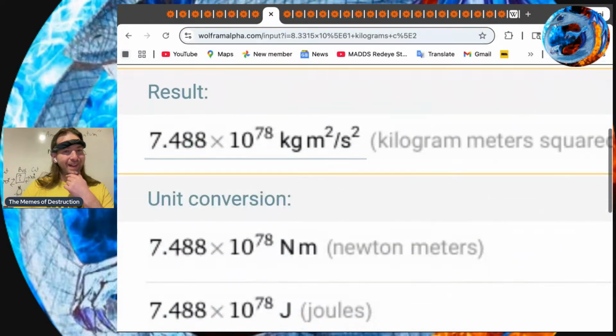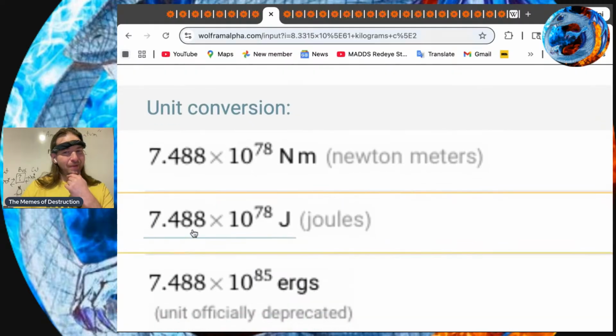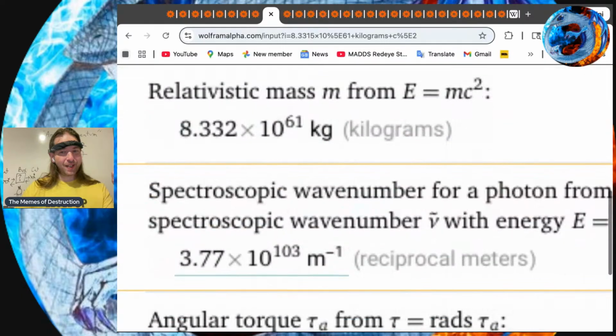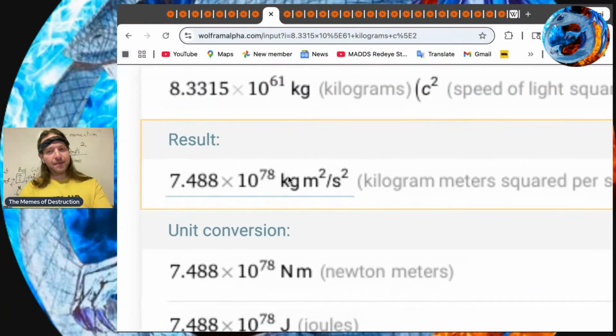All right. Let's give us an interesting number. Why is this an interesting number? It's giving us 7.488 times 10 to the 78 joules. That is a lot of energy. And you can even see here, lots of stuff. But, okay.